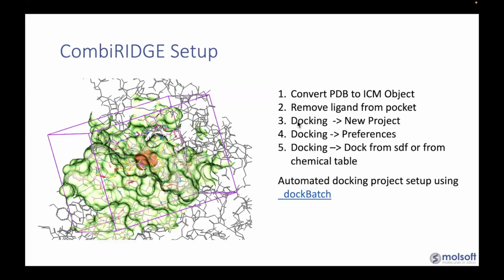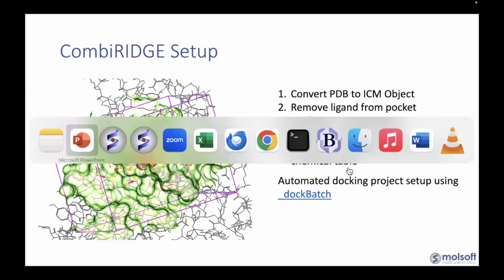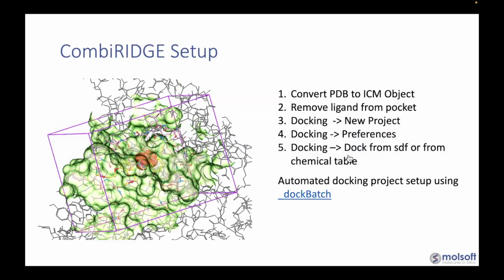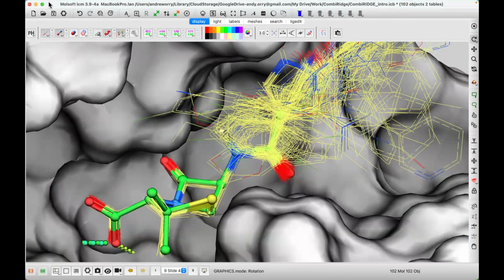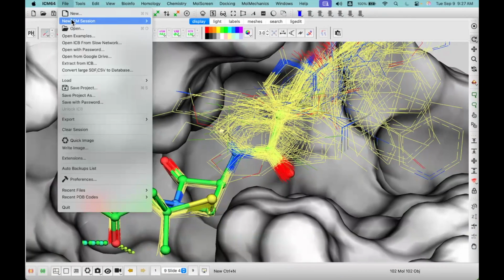You go to the docking menu, new project. There are some preferences, and then you can dock using Ridge. The setup can also be fully automated using a script called dock batch. And if you look back on our YouTube channel, you'll find some examples of this. So I just want to go to ICM and quickly show those steps.